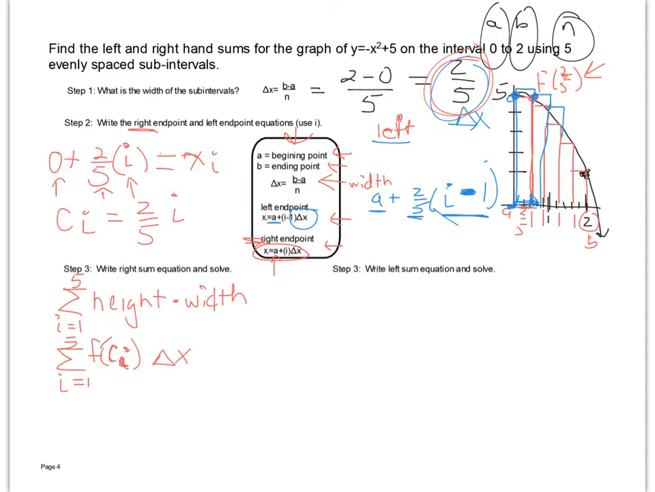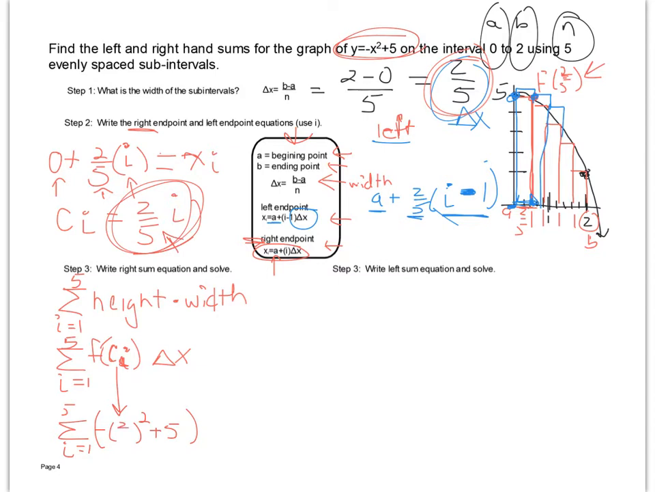All right, so now let's plug in what we know. We know that our c sub i is this guy, so we're going to put that in. We've got 5, and our sigma starting with 1, going to 5. Okay, 5 rectangles. And then we're going to put this c of i into our f of x. F of x is negative x squared plus 5. So what is our c of i? Well, it's 2/5 i, so I'm going to put 2/5 i in there.